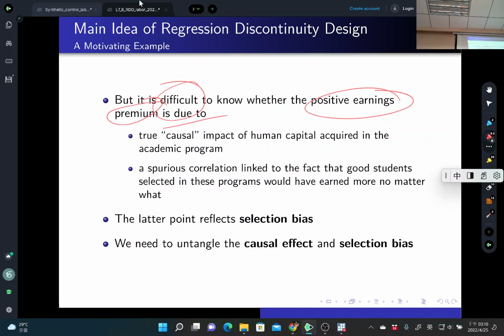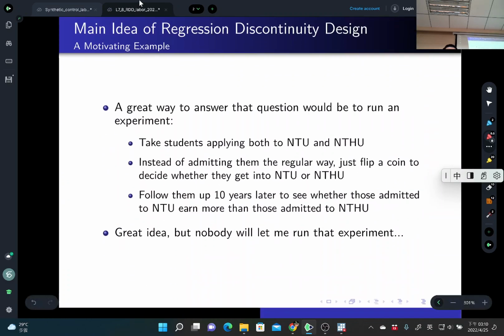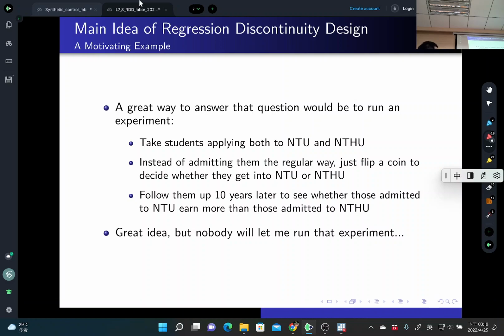So no matter which school these students go to, they will just earn more, simply due to their high ability. So this is just the selection bias. It doesn't really represent the causal effect, but we want to know the causal effect here. A great way to answer this question is to run a randomized controlled trial. So you take two groups of students, who can enter either NTU or Tsinghua University, NTHU.